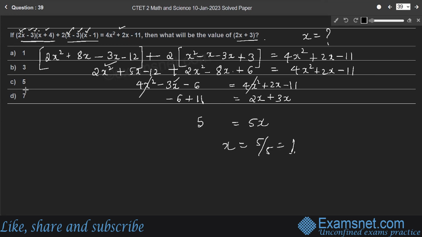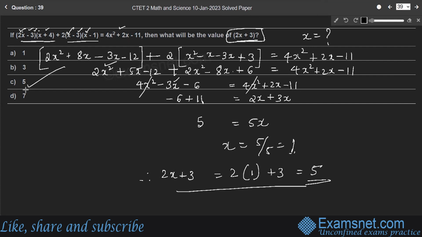So here we have to find the value of 2x plus 3. Therefore, 2x plus 3 becomes 2 into x is 1 plus 3. So 2 plus 3 is 5. Therefore, value of 2x plus 3 is 5. Option C is the right answer. Right? So here we need to find the value of 2x plus 3, not the value of x. Right? Don't get confused. So here 2x plus 3 is 5. Option C.